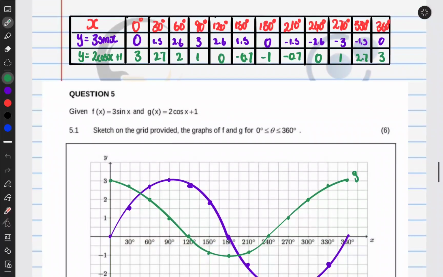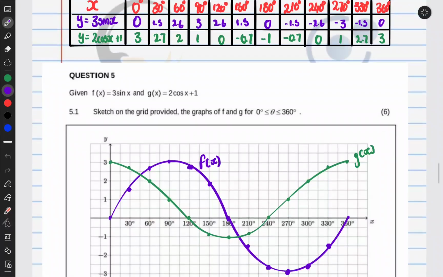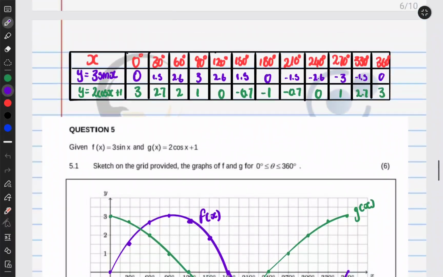Let's label it. This is the one for g of x. g of x is equal to, let's just leave it at that. And then this one is the one for f of x. Okay, there you have your functions.